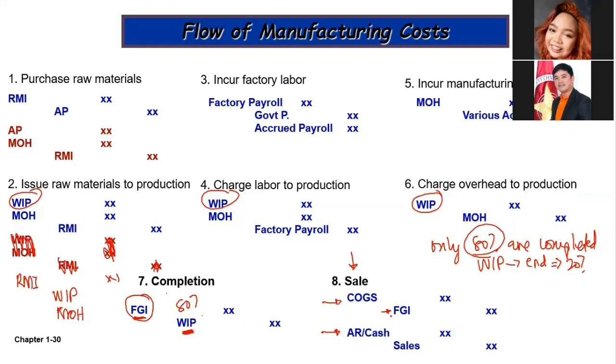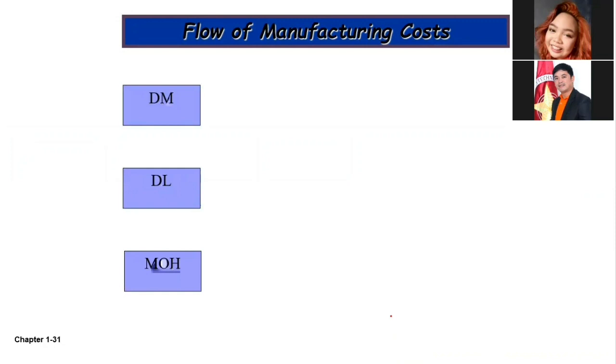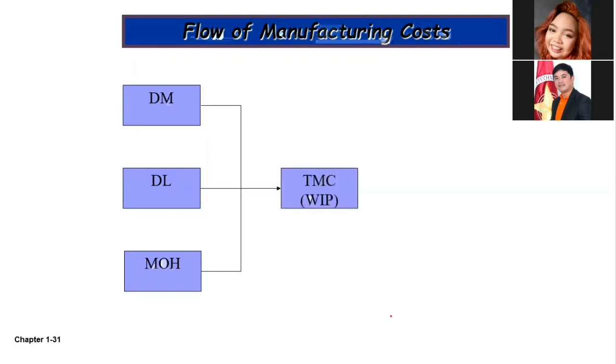Pero sa sobrang haba ng pinag-usapan natin, sa istorya niyan, sa entries niyan, i-simplify natin yung flow of manufacturing cost in a diagram. So, we have here the 3, the DM, DL, and MOH. Ano ibig sabihin natin sa tatlo na to? These are our 3 cost elements. Yung tatlo na yan, when we put into process, this will become the total manufacturing cost or the work in process.